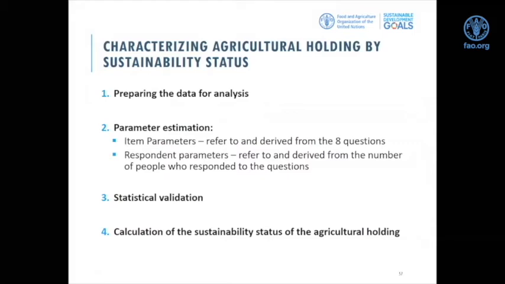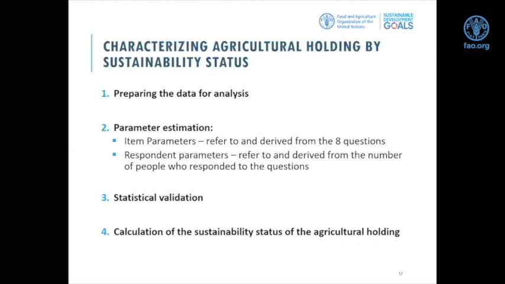So once the data on the eight FIES questions is collected using the agriculture survey, the first step is to prepare the data for analysis, where standard labels are added to the 8 FIES questions. As a second step, the data is inputted into the model prepared by the FAO team for parameter estimation. That is, the level of severity of food insecurity associated with each question, and each respondent, is estimated using a model which is called a Rasch model. In total, two parameters are estimated. Item parameters, also technically called the difficulty parameters, which are derived from the eight FIES questions using the model, and the respondent parameters or ability parameters that are derived from the number of people who responded to the eight FIES questions.